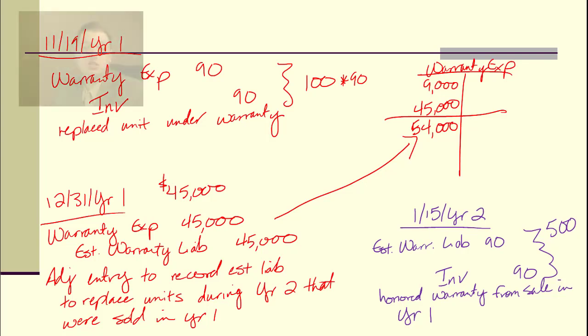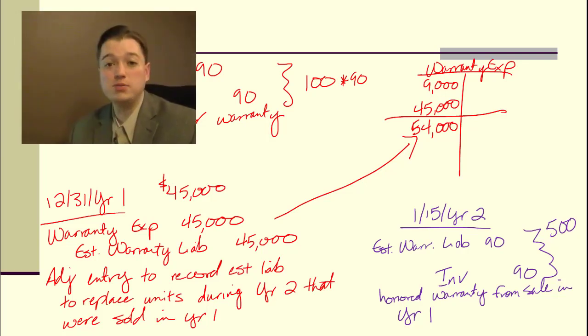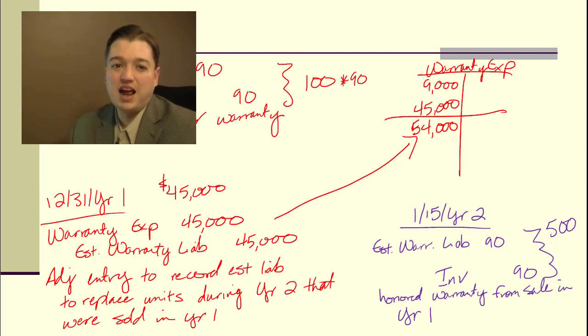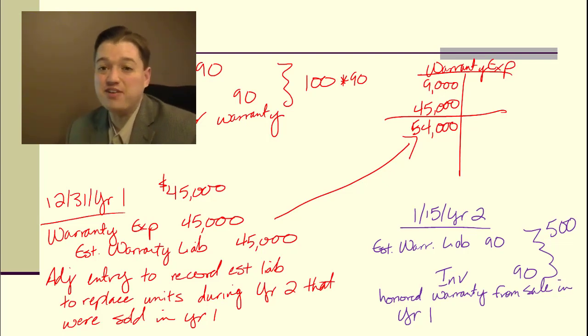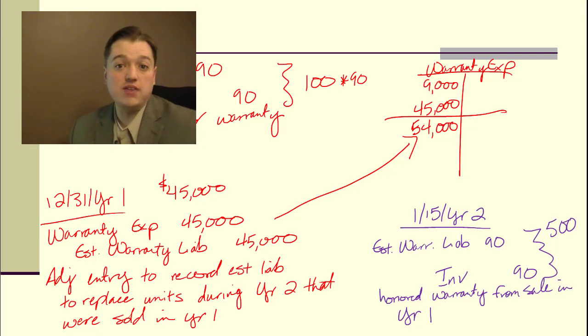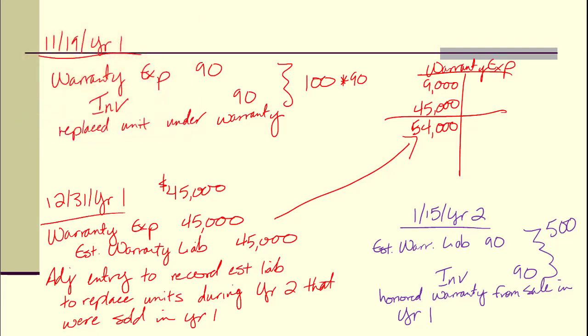Now I get to the end of the year two and I realize that I've overspent my warranty liability, then I have a loss. I didn't estimate enough and I've had to record all this extra expense, so I'd record a loss on warranty. If I get to the end of year two and I haven't needed all 45,000, say I've only replaced 300 units, then I'd have a gain because I overestimated my warranty, and now I get to show this reduction in that earlier cost.